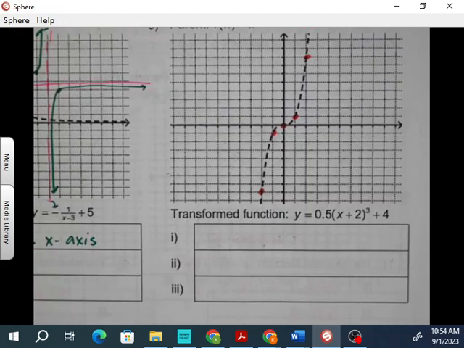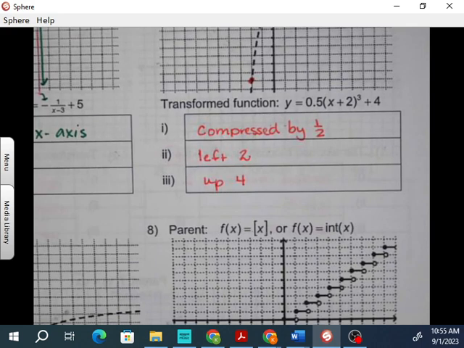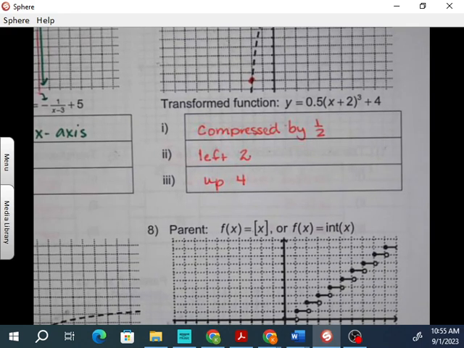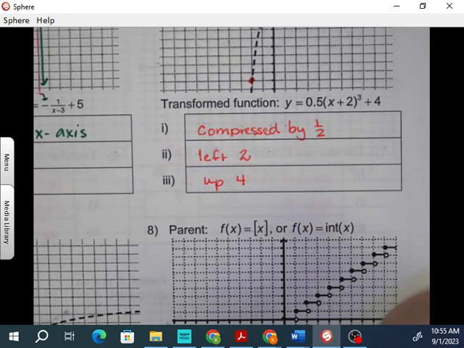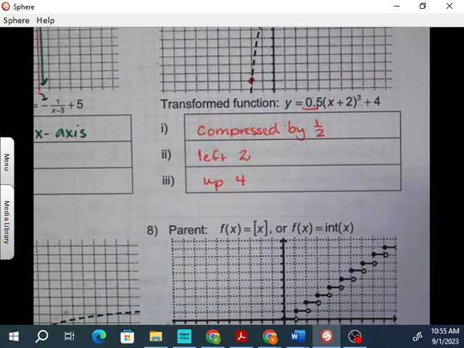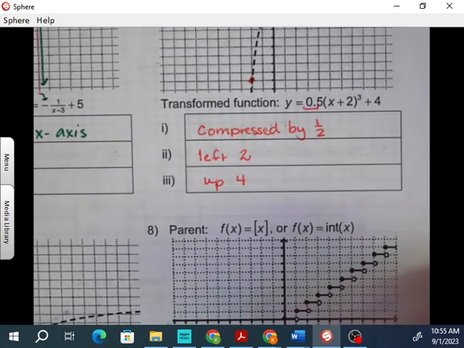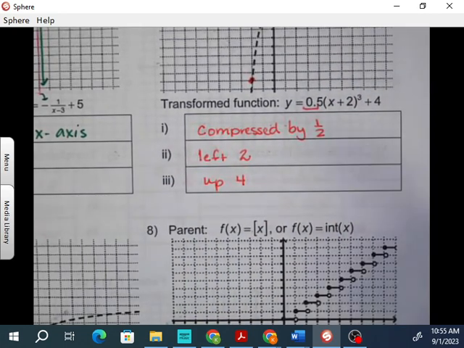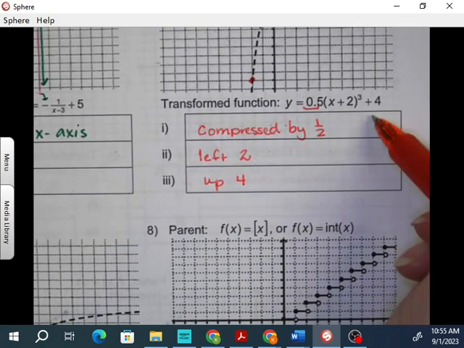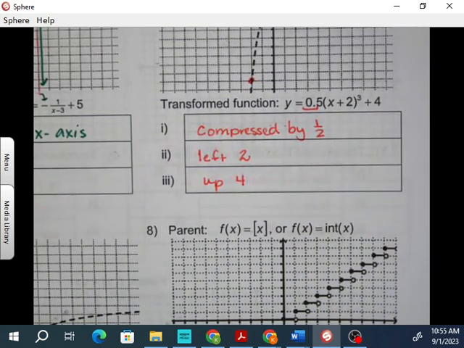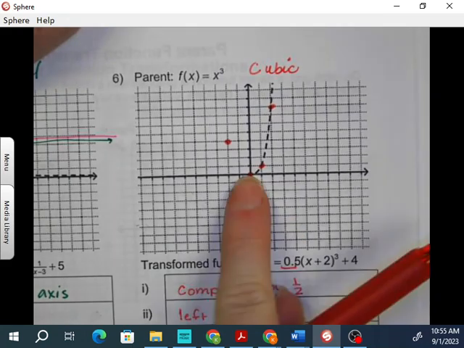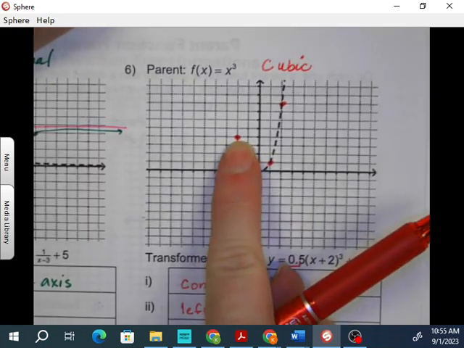All right, I'm going to walk y'all through graphing this one just because it has a compression and we haven't done one yet. So, number 1, the first thing, that 0.5, it's compressed. It's half as tall as it should be. It's shifted left 2 and up 4. So I moved my origin dot left 2 and up 4.